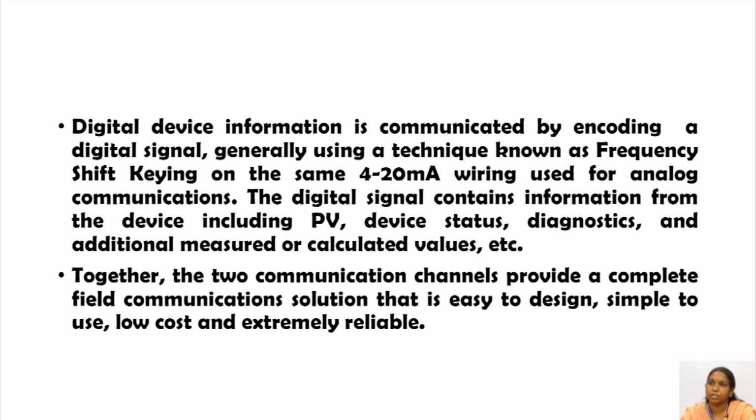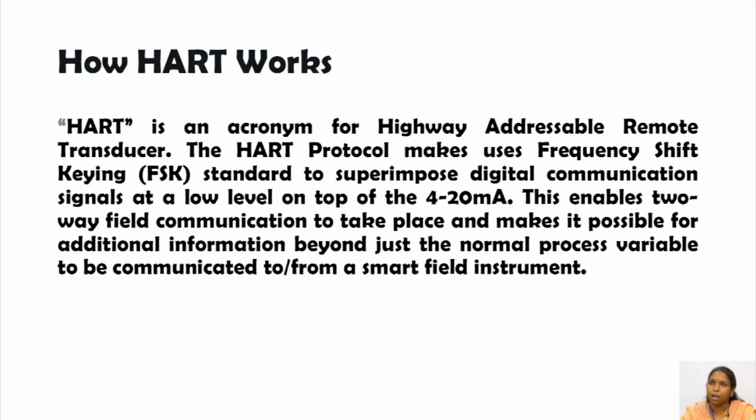Digital device information is communicated by encoding a digital signal, generally using a technique known as frequency shift keying, on the same 4 to 20 milliampere wiring used for analog communication. The digital signal contains information from the device including PV, device status, diagnostics and additional measured or calculated values, etc. Together, the two communication channels provide a complete field communication solution that is easy to design, simple to use, low cost and extremely reliable. How HART works?